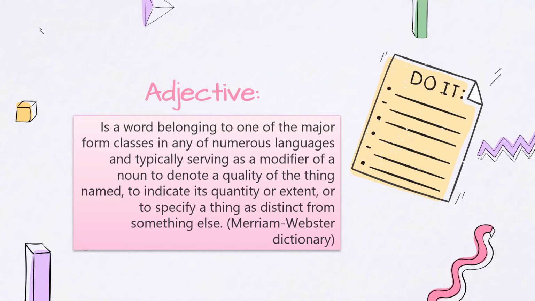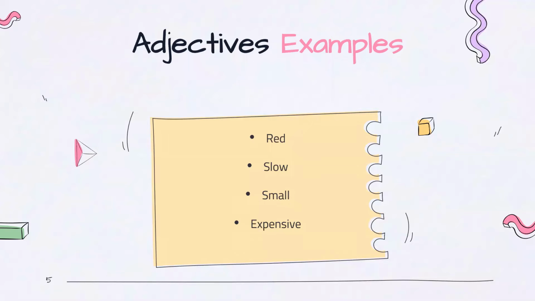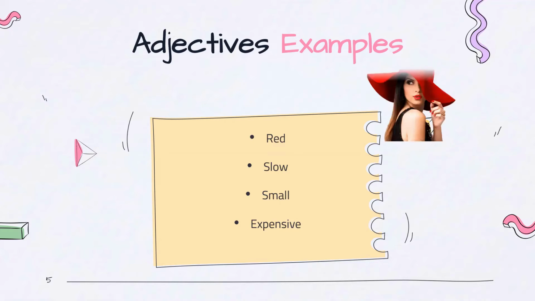So now we have some examples to understand better what an adjective is. Here we have 4 examples. The first one is red, slow, small, and expensive. Can we have some sentences using those adjectives? Of course. Now you can have a picture and guess which sentence we can create with that. This is the first one. Can you create a sentence with this?